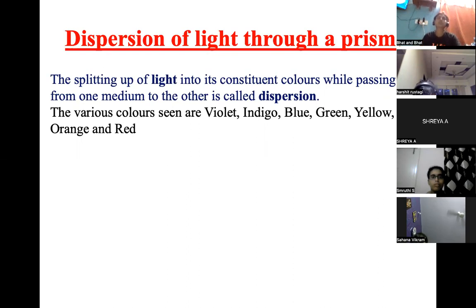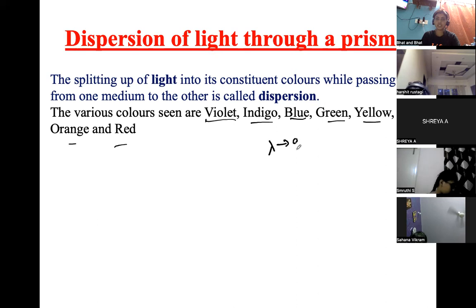What are the different constituents of light? The constituents of light are violet, indigo, blue, green, yellow, orange, and red. That is VIBGYOR. Now, the light ray which has less wavelength will bend more, and the light ray which has higher wavelength will bend least.